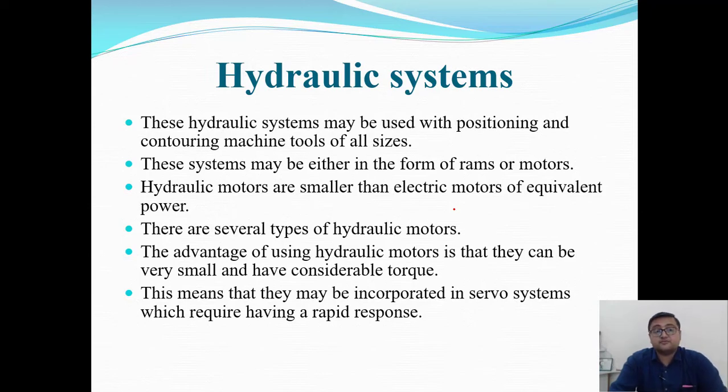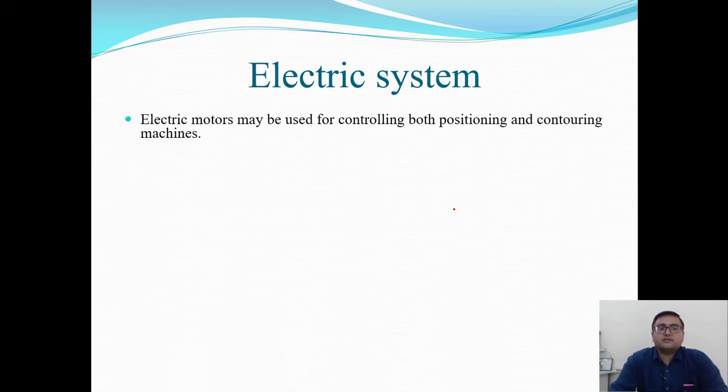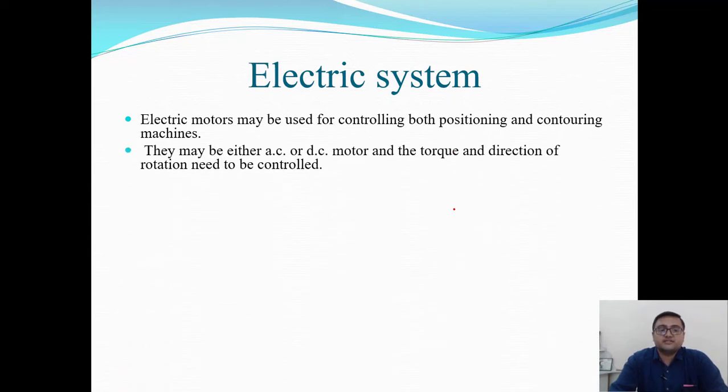The servo system, as we have previously discussed, is far better than the stepper motor, and it will provide accurate positioning with very little error. Electric motors may be used for controlling both positioning and contouring machines. They may be either AC type or DC type, alternating current or direct current motors, and the torque and direction of rotation need to be controlled.